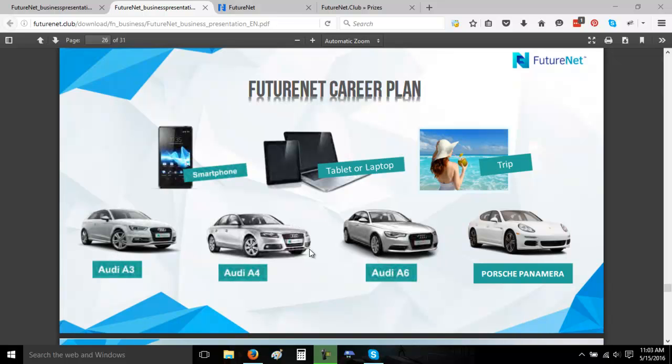That's the type of prizes that you can redeem with those points. This is the Audi A3, Audi A4, Audi A6, and a Porsche would be the biggest one that you can actually get as far as the points that you can spend your money on. Now think about that for a minute.